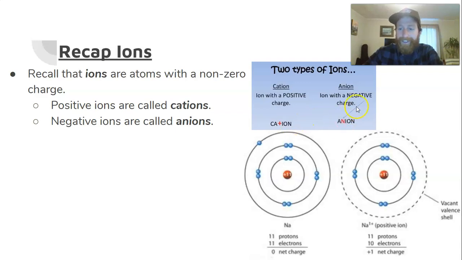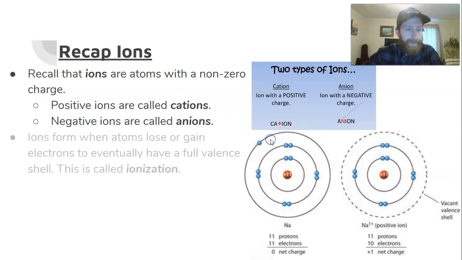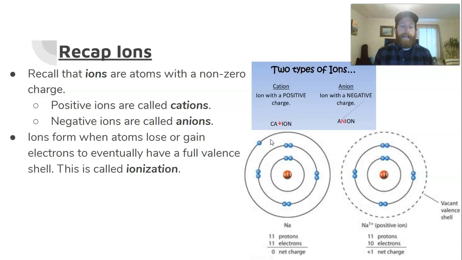And this graphic reminds you that anion has an N in it, and that N corresponds to negative. I don't have a fun little cat play on words for that one. Ions form when atoms lose or gain electrons to eventually have a full valence shell, and that's called ionization.